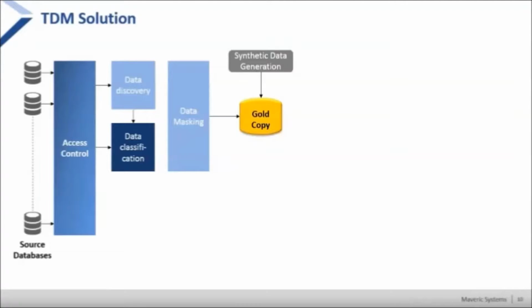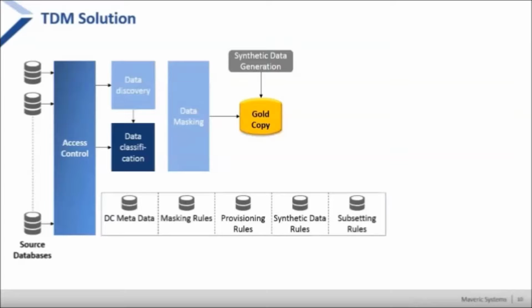Okay, now we have defined the data masking and synthetic data generation. The next important thing is data management, because you need to have that information stored somewhere so that this can be repeated. Otherwise, everything you are doing is going to be one time. So whenever you do the data discovery or data classification, it should be stored in the metadata, and all your masking rules should be stored in some repository. Similarly, your provisioning rules, subsetting rules, and synthetic rules.